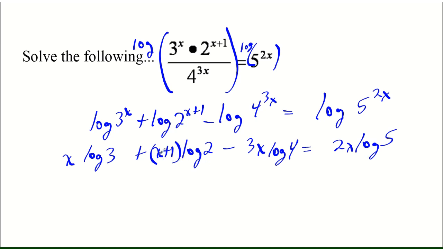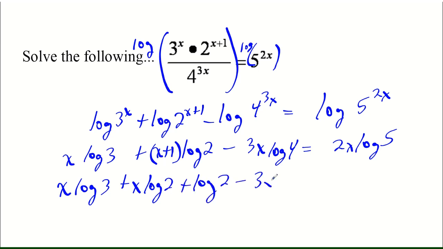So the only thing I got to worry about is this binomial. So log of 2 has to distribute into both of these. The rest of these can all kind of stay as they are for now. x log of 2 plus just log of 2 minus 3x log of 4 equals 2x log of 5. So now it's linear. I'm going to collect all the x's together on the left side.